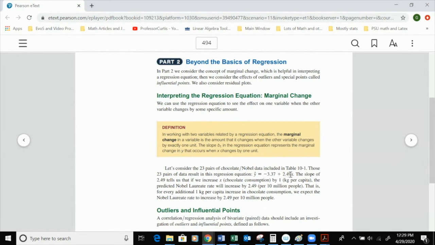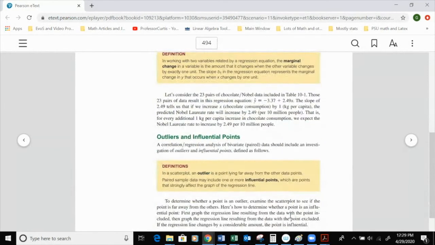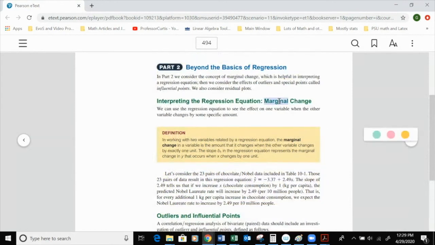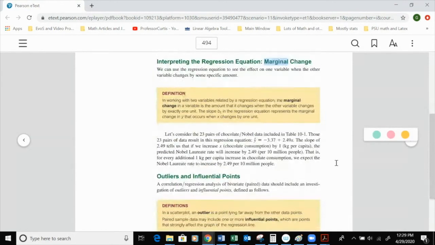So here's the example. I was saying it was about 2.5, and oh yeah, it's actually 2.49. And you could look at that and plug in a value, plug in a 9, and then plug in a 10 and see what the difference is. It will be exactly 2.49. So that's the idea of marginal change. If you're in one of my calculus classes, I would spend some time telling you why it was called marginal, but I don't know if you need to know.